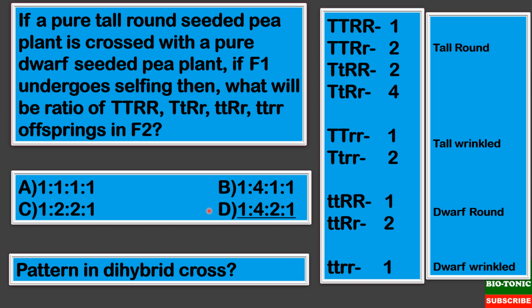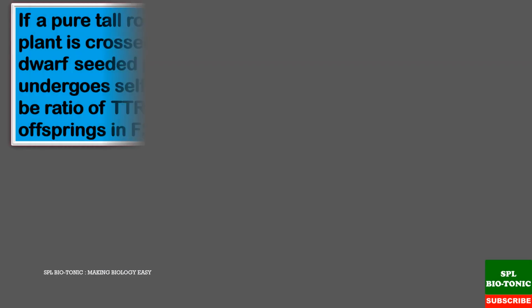So here the ratio should be 1 is to 4 is to 2 is to 1. So students, by now you have understood. Once you know this pattern, you can come to the answer quickly. Now let us take such examples again. Now we'll solve one more example, students.